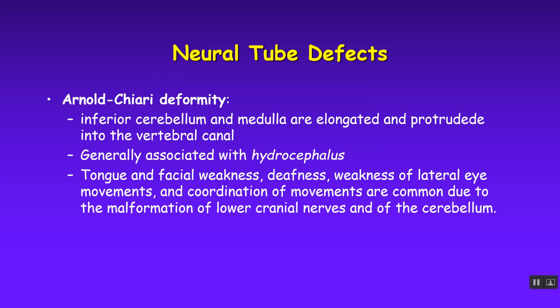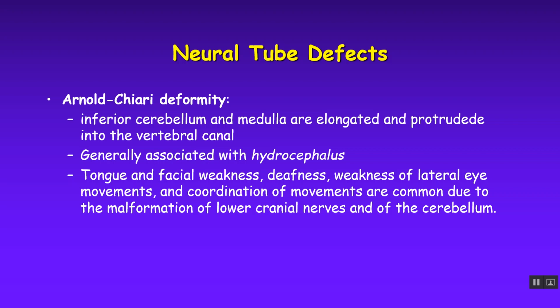Other things that are related to neural tube defects: this is an Arnold-Chiari deformity. Inferior cerebellum and medulla are elongated and they protrude into the vertebral canal. It's often associated with hydrocephalus, and we'll show you a picture here. If your brainstem and cerebellum start to slip into the foramen magnum, you close off those exit points. Remember those little openings, the foramina of Luschka and foramen of Magendie, coming out underneath the cerebellum? Well, the cerebellum gets squished down through the foramen magnum and closes those off, and then cerebrospinal fluid starts backing up into your lateral ventricles, third ventricle, and fourth ventricle, because you've closed those off.